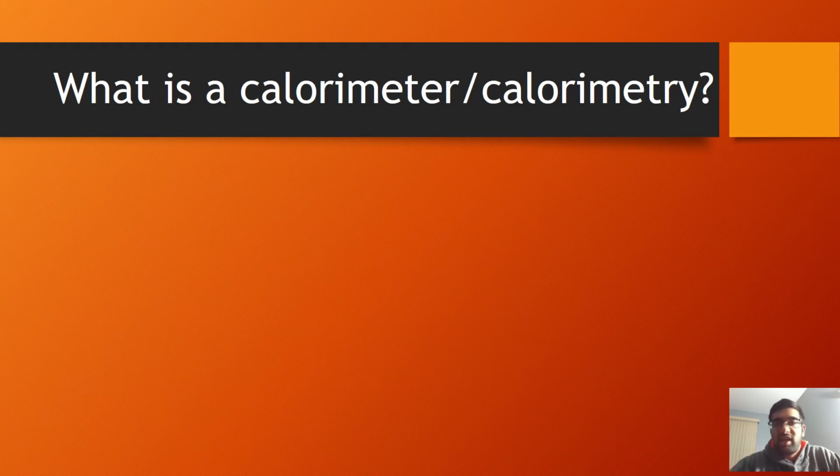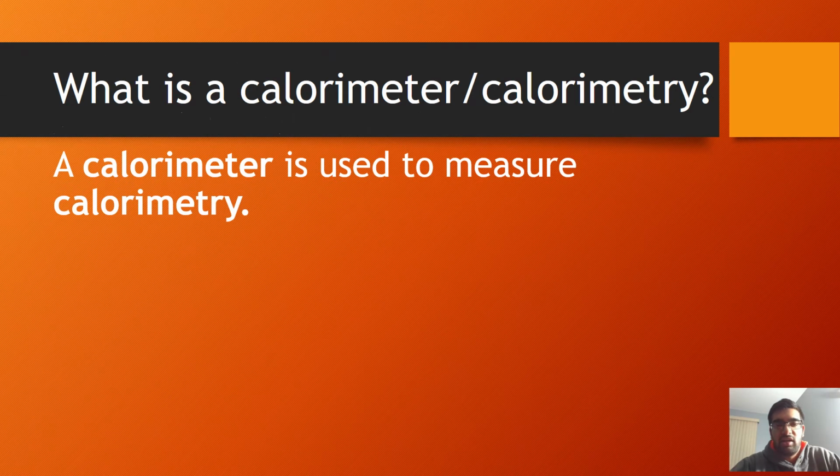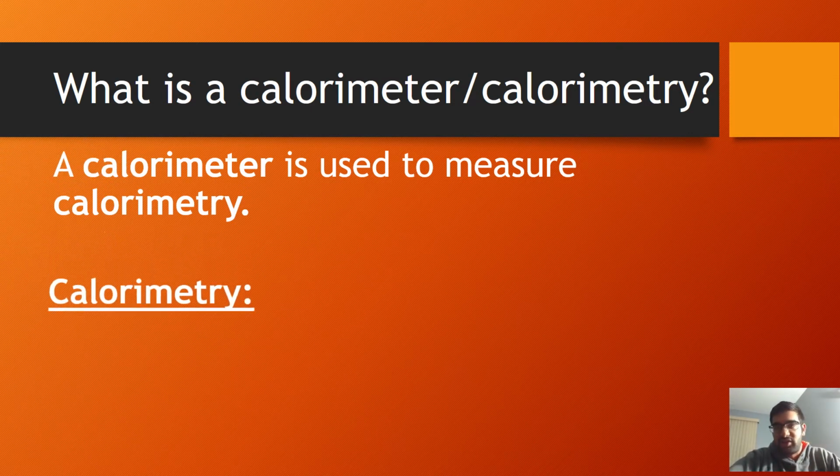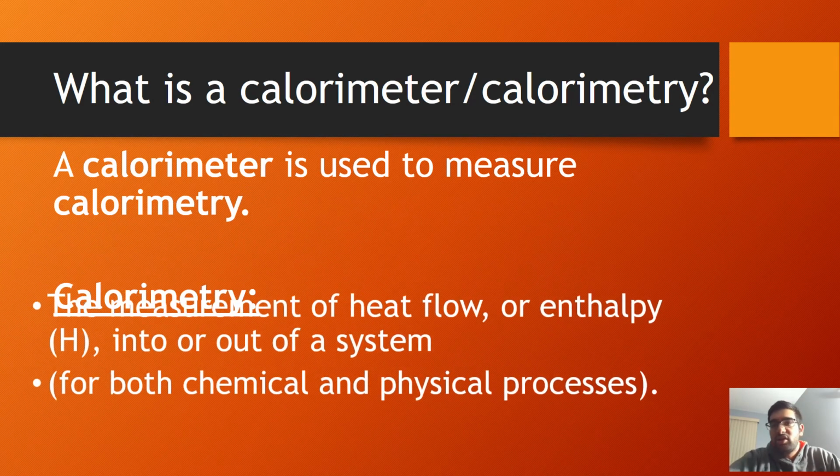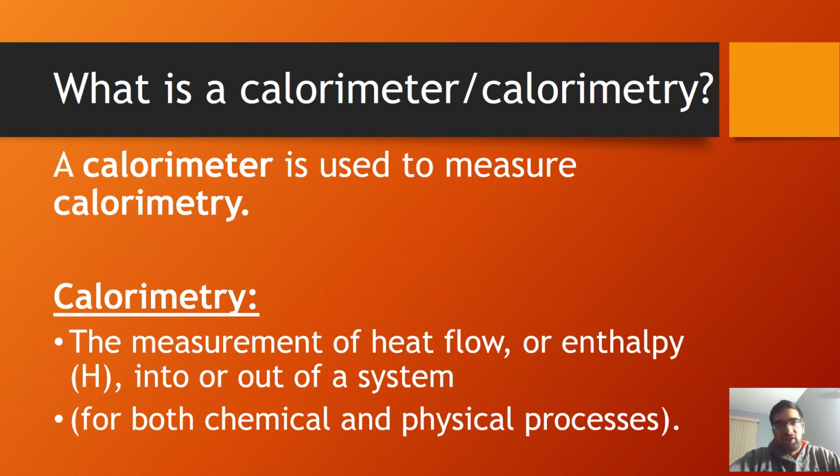Moving on, though, what is a calorimeter and calorimetry? A calorimeter is a device used to measure calorimetry, and calorimetry is basically the measurement of heat flow or enthalpy into or out of a system, to the surroundings or from the surroundings. And they are both dealing in chemical and physical processes. So it has to deal with any sort of reaction, and when we turn a liquid to a gas, or a solid to a liquid through melting, something like that. So we can measure the heat flow using a calorimeter.